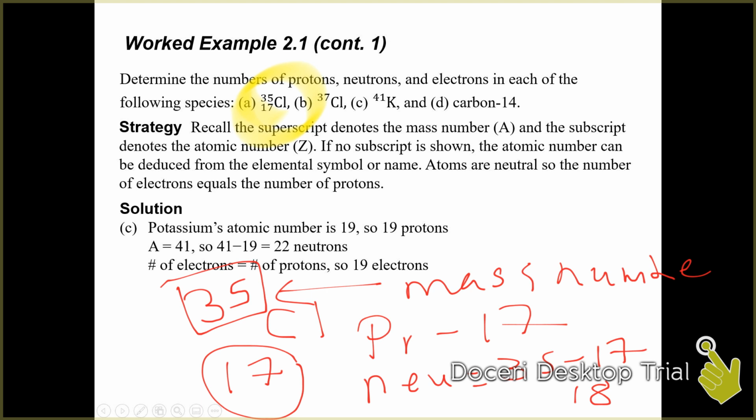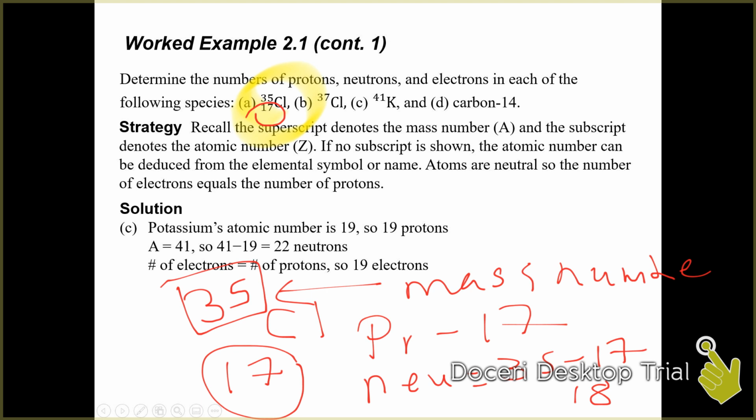This is neutral. Neutral means no charge. When there's no charge, the number of protons is always equal to the number of electrons. So here in the first chlorine question, we figured it out. The number of protons is 17 because it's the atomic number. The top one is the mass number, which gives the number of protons plus the number of neutrons. So you know the number of protons is always 17, and then you subtract 17 from 35 to get the number of neutrons. And then I look back, now I have to find the electrons.